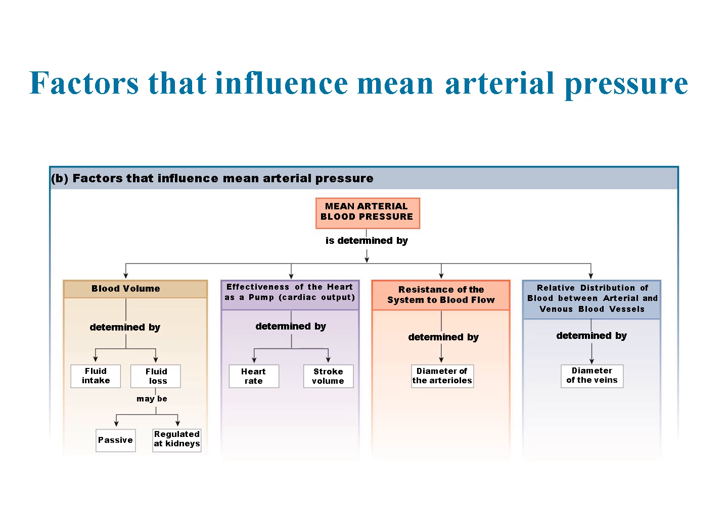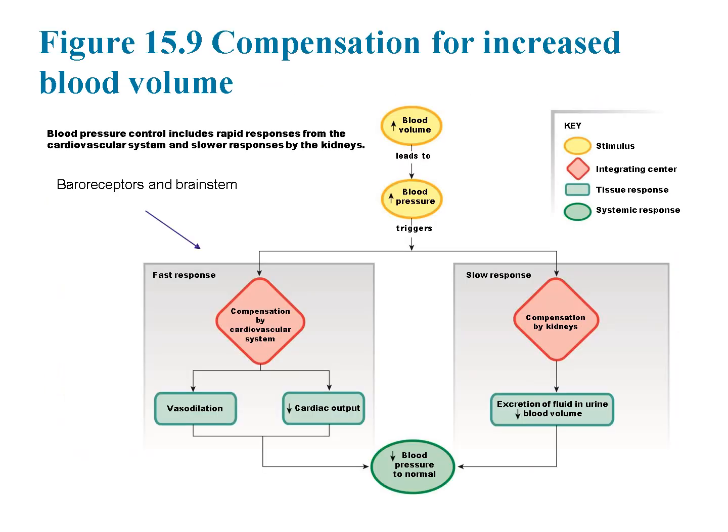Together, these factors work dynamically to regulate blood pressure and ensure stable circulation, adapting to the body's changing needs. When blood volume increases, it leads to a rise in blood pressure. The body has two primary mechanisms to compensate for this increase: a fast response by the cardiovascular system and a slower response by the kidneys.